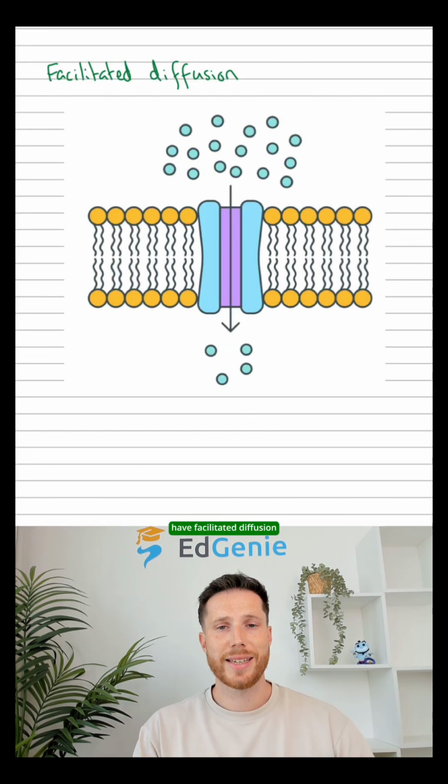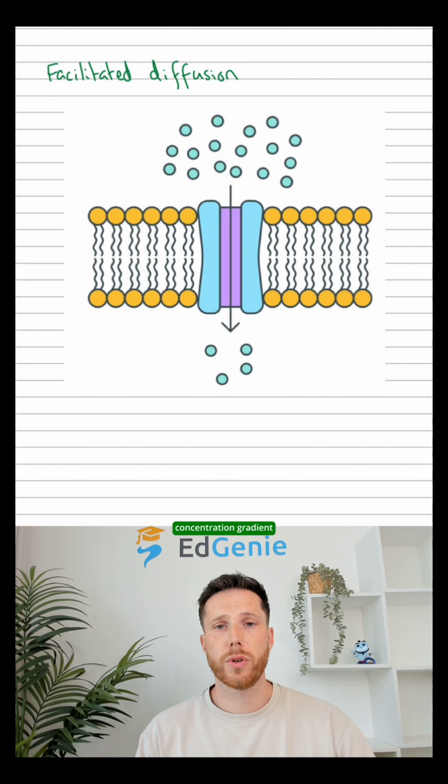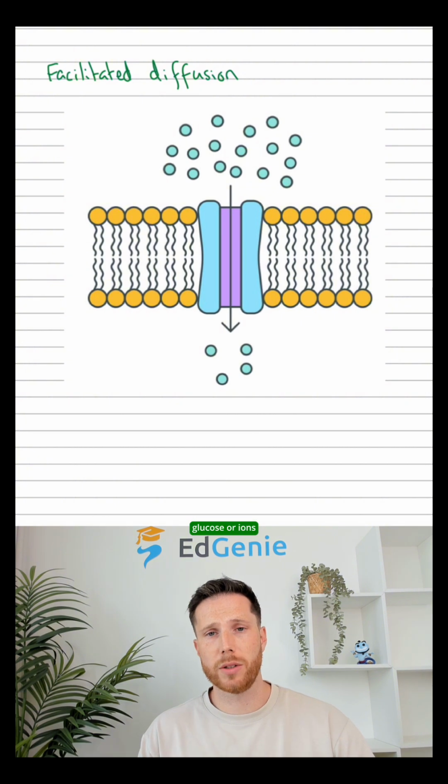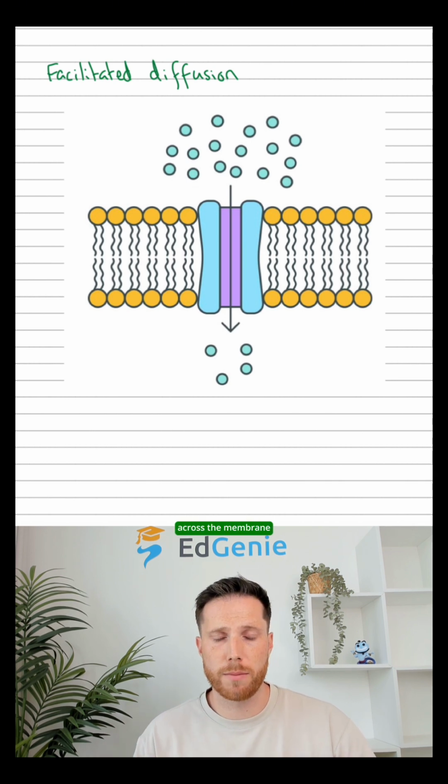Next up we have facilitated diffusion. So this is still passive, it's still moving down the concentration gradient from high to low concentration, but now we're dealing with larger molecules, so things like glucose or ions that can't just pass through the membrane by themselves. So they're going to need some sort of channel or carrier protein in order to facilitate that movement across the membrane.